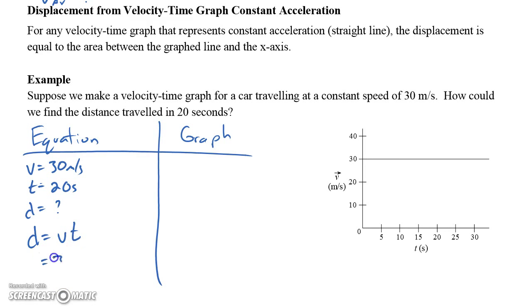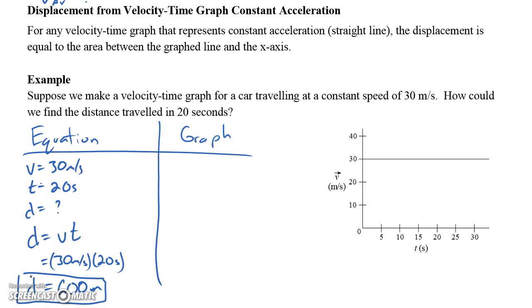And so we get 30 meters per second times 20 seconds, and that gives us 600 meters. Okay, so we should be able to come up with this number from the graph. And hopefully you start to see a connection here. So when we're talking about area, and if we're looking at the distance traveled in 20 seconds, so that's going to be from 0 to 20 seconds.